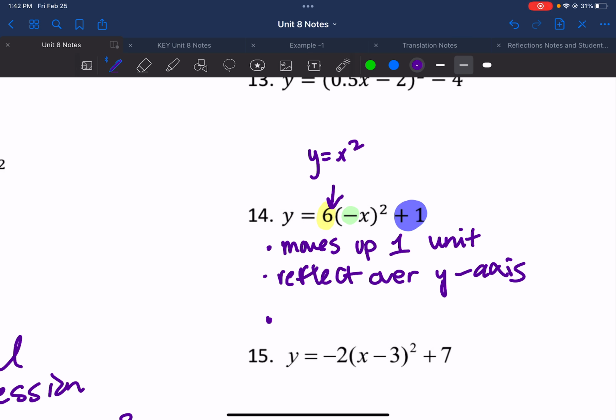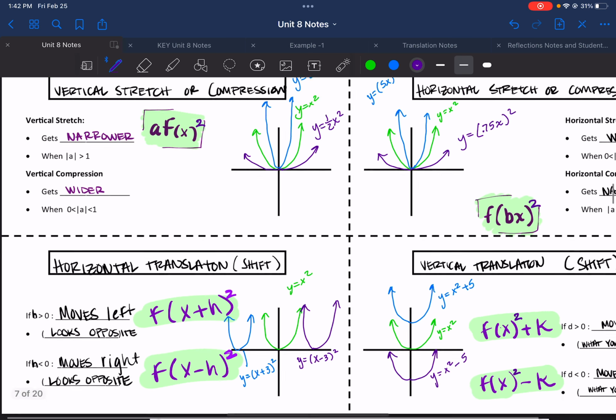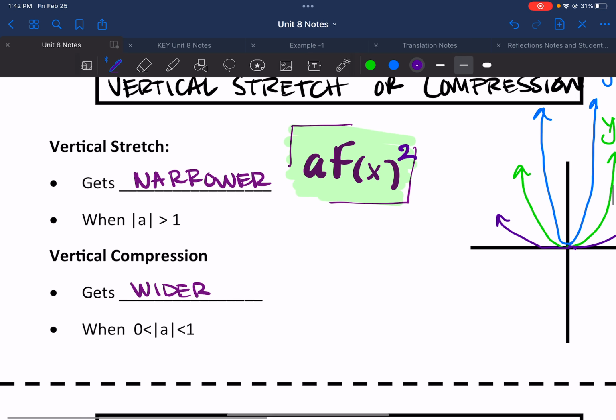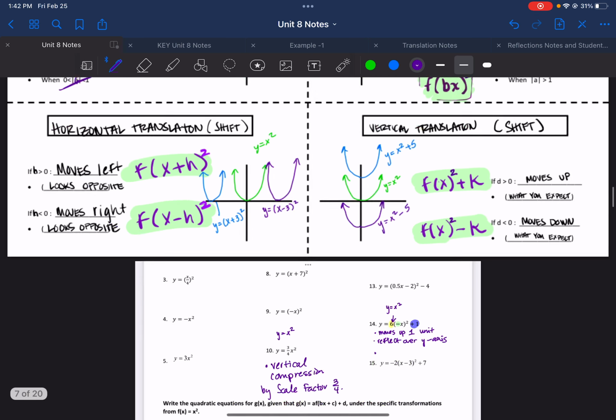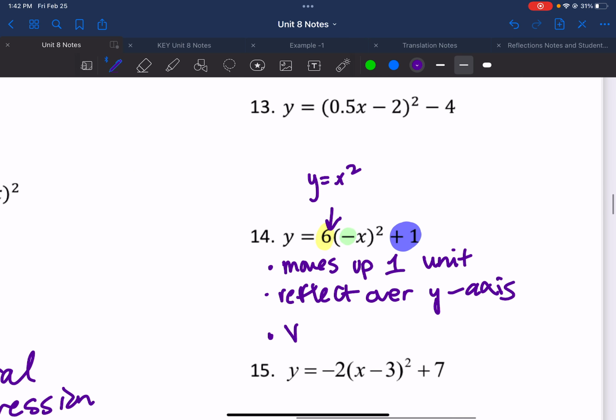Lastly, what does it mean to have a 6 being multiplied on the outside of a parentheses? We actually just did that one, right? It's a vertical stretch or compression. If it's 6, that does not fit here, but it does fit here. That makes a true statement. So it must be a vertical stretch by a scale factor of 6. All right, so vertical stretch, right, by a scale factor of 6.